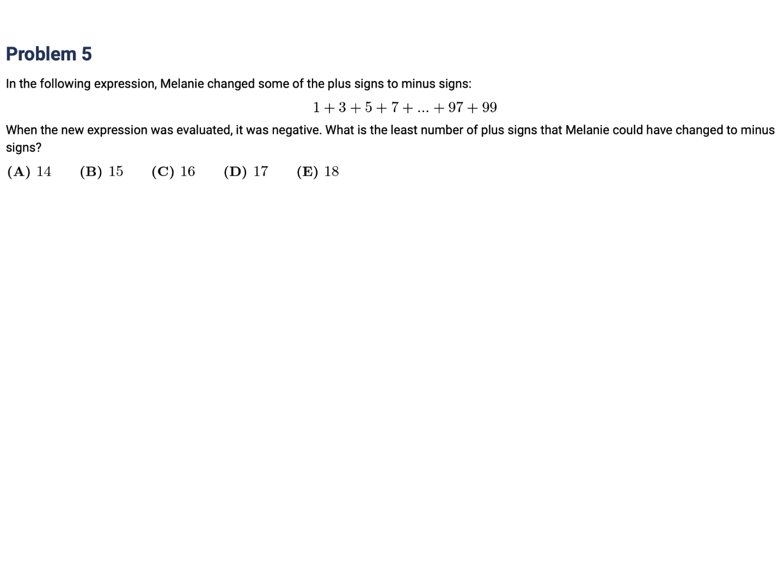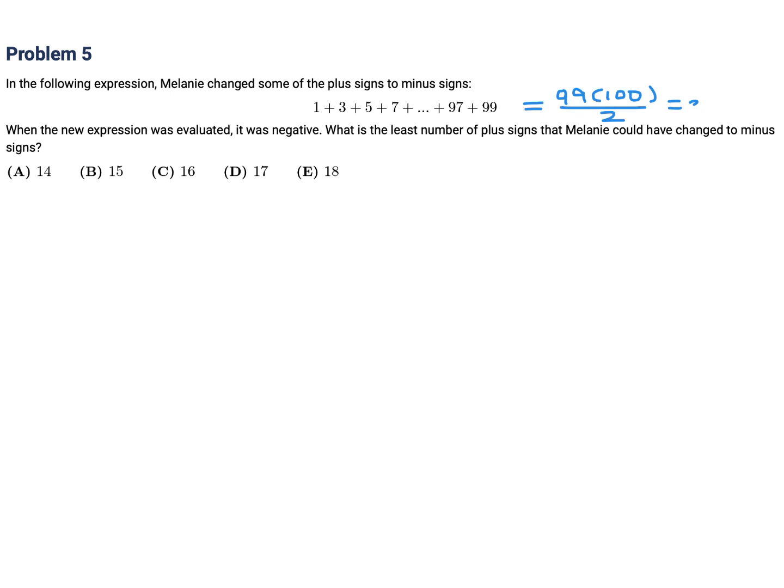In the following expression, Melanie changed some of the plus signs to minus signs. When the new expression was evaluated, it was negative. What is the least number of plus signs that Melanie could have changed to minus signs? Okay. When you do this whole thing, according to that formula, it would be 99 times 100 over 2. And that is... wait, hold on.